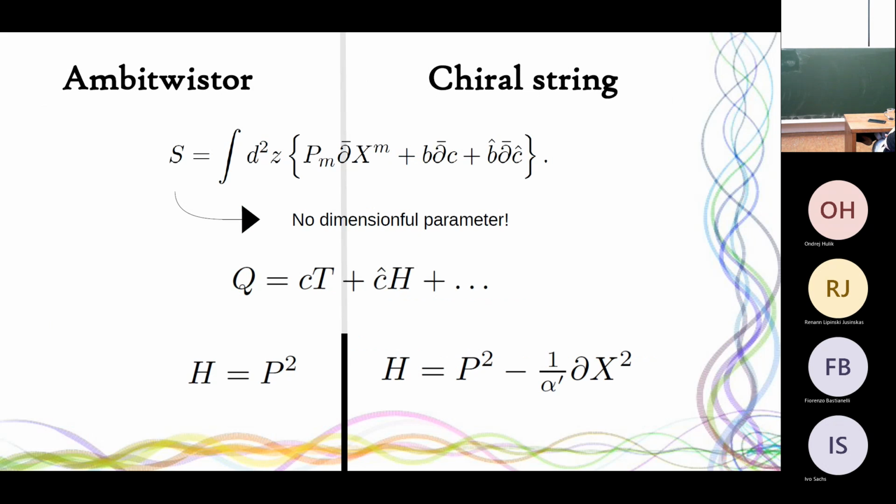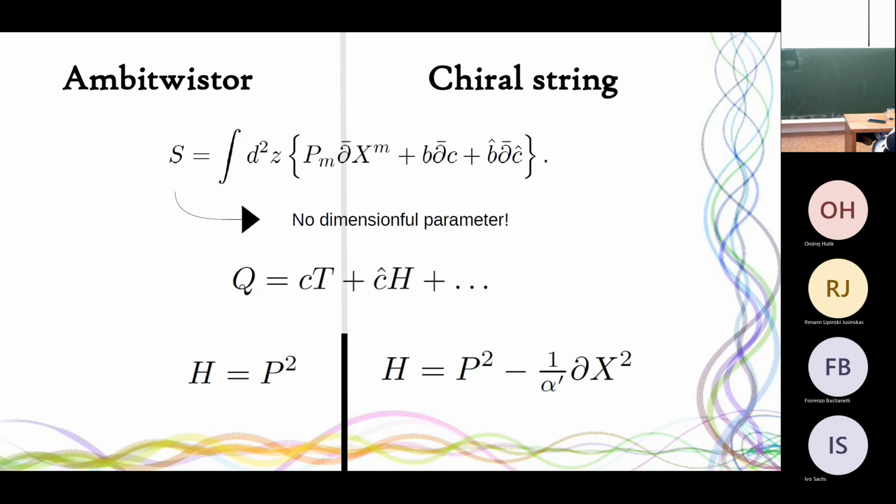Sorry, what was the p then? What's that? The p? Yes. It's just the conjugate of x. Conjugate momentum. Yeah. Okay. So this is the first order action, so it's almost in the Hamiltonian formulation. Yes.